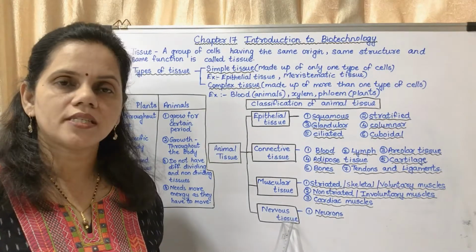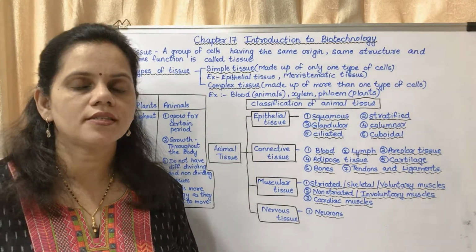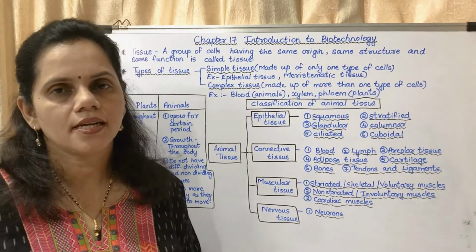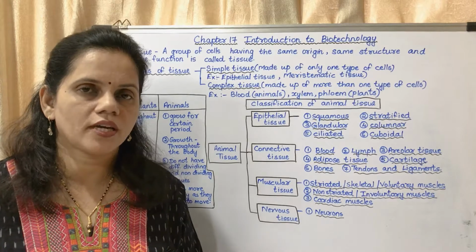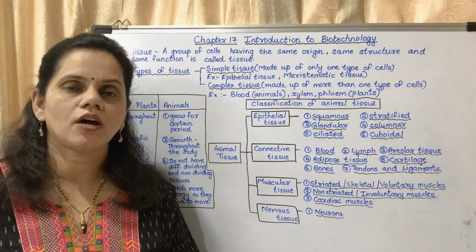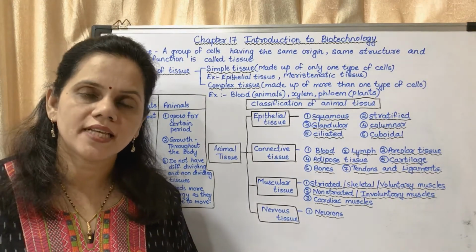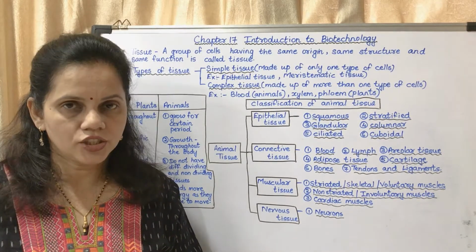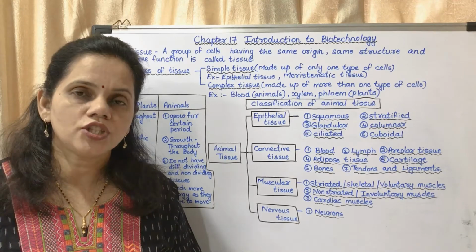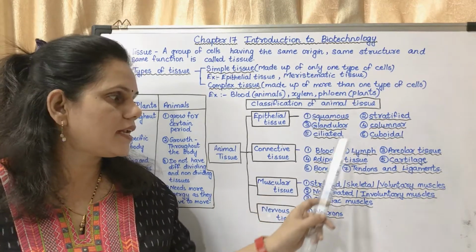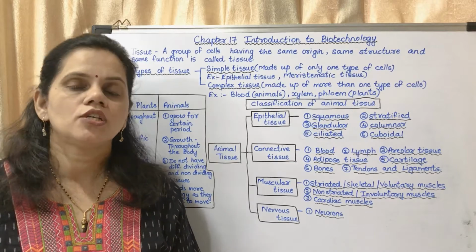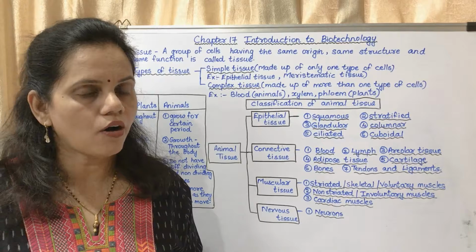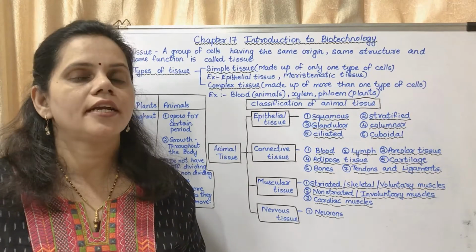And the last tissue is nervous tissue, which is made up of neurons. Some other types of cells are also present, but for your syllabus it is limited to neurons. So this is the classification of animal tissue. Now in our syllabus we have the study of structure, position and function of each and every type of tissue. So your question will be, write the structure, position and function of dash dash dash. It could be that way.